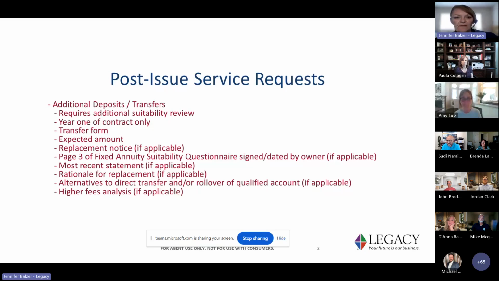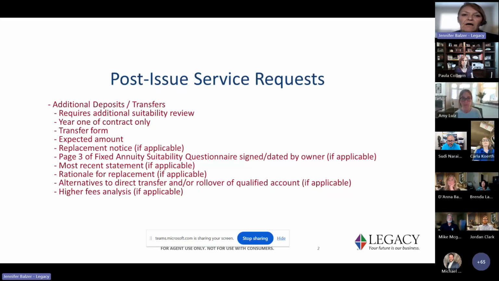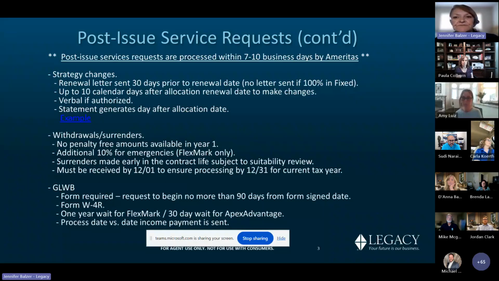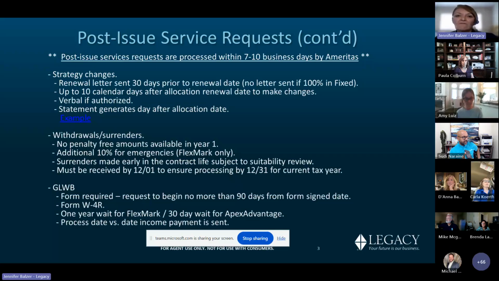Perfect. Okay. So moving right along, most post-issue service requests that are sent into Ameritas do take about 7 to 10 business days to be processed. I wanted to start out this segment by making sure everyone is aware of the processing timeline, so that we're not following up prematurely or wondering if Ameritas got the request, when they are going to process. Policyholder service requests take a little bit longer because there is a higher volume of requests that come in on contracts, and there's a little bit different of a service level agreement there.